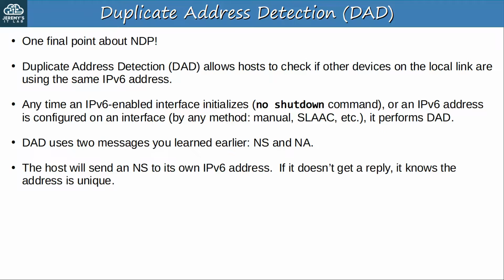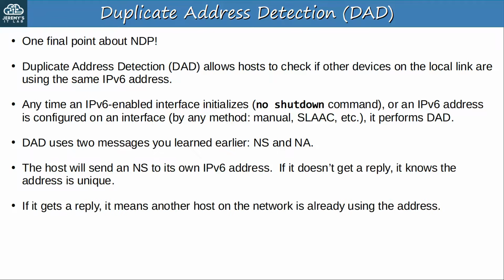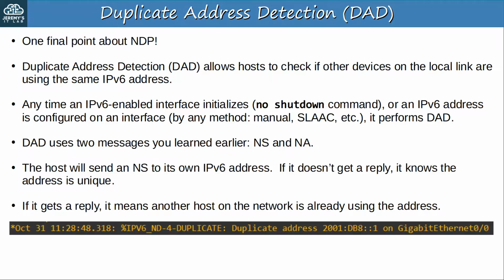To perform DAD, the host will send an NS to its own IPv6 address, its own Solicited-Node Multicast address. If it doesn't get a reply, it knows the address is unique. However, if it does get a reply, a neighbor advertisement message, it means that another host on the network is already using the address. On a Cisco router, you'll get a message like this if a duplicate address is detected. Exactly what happens next depends on how the IP address was configured, the device maker, etc., but we don't have to go any deeper into DAD for the CCNA.